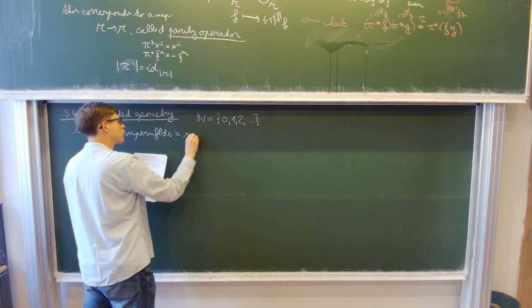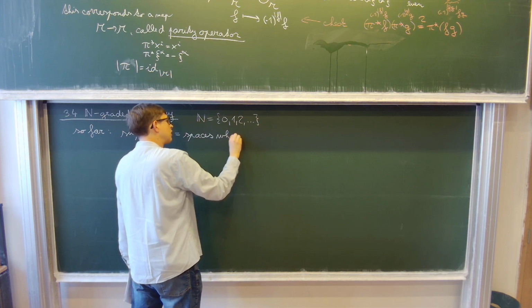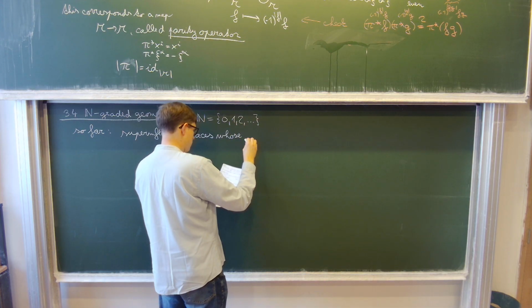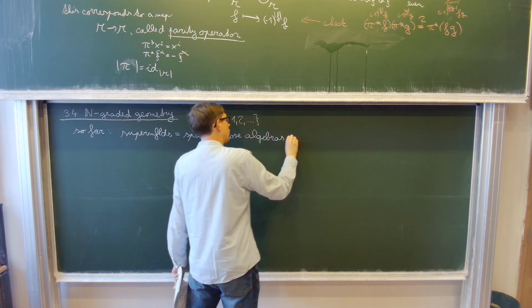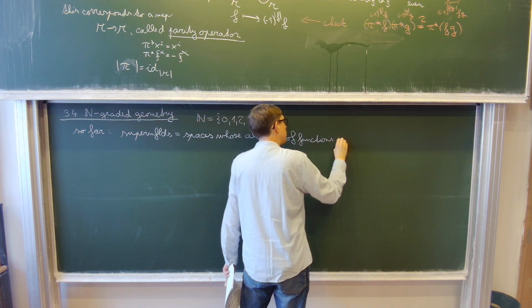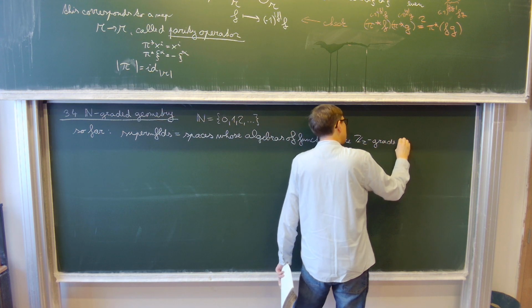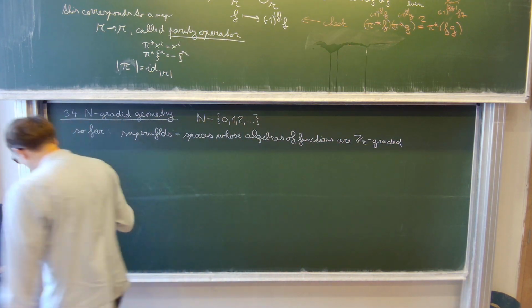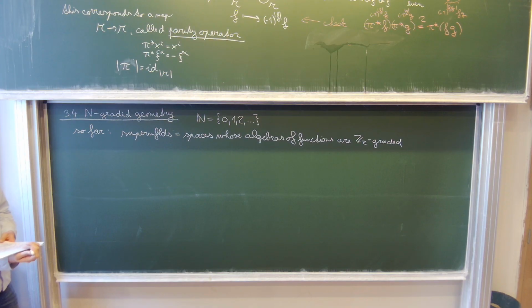Which were spaces whose algebras of functions carry the Z2 grading, the parity. So whose algebras of functions are Z2 graded. Ordinary manifolds, or ordinary topological spaces, would have algebras of functions which would be commutative and with no grading. These ones are Z2 graded and graded commutative.